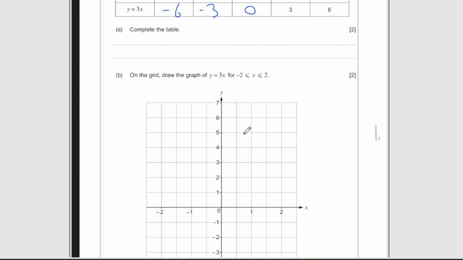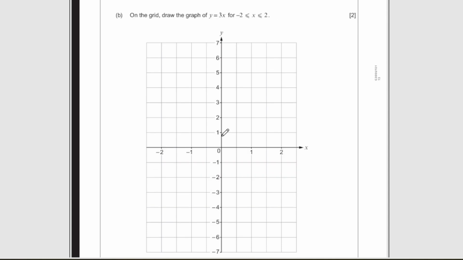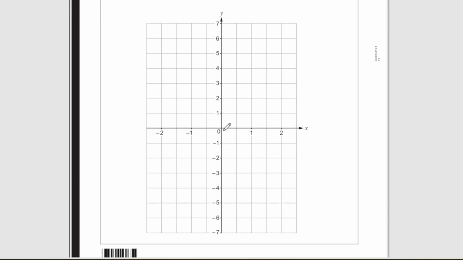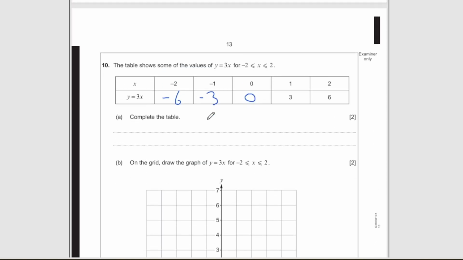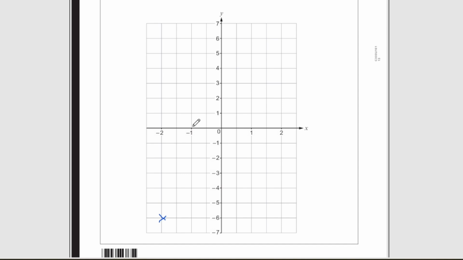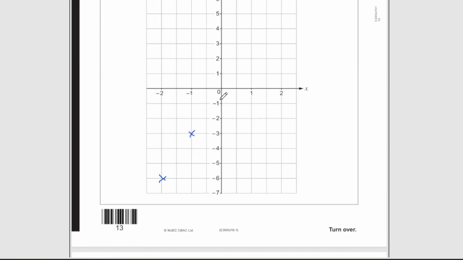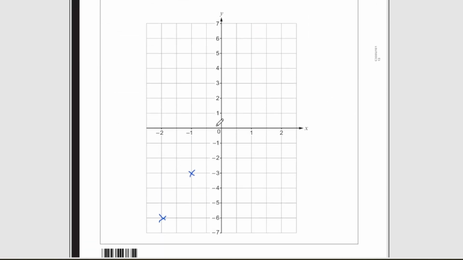So all we need to do is plot these values into the graph below. So the first one we've got is -2, -6. So we're going to go along the corridor to -2, down the stairs to -6, and we'll plot our first point there. And then we've got -1, -3, so along the corridor to -1, down the stairs to -3, just there. And then 0, 0.